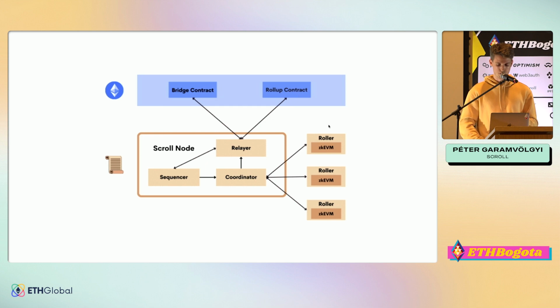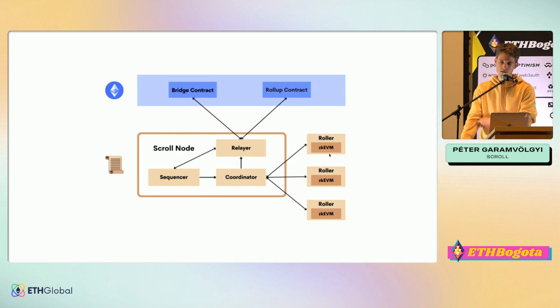And then most crucially, we have this component called roller. So that is the prover in our system. That is the component responsible for creating the zero-knowledge proofs. So the way it works is that for each block, the roller receives this block or some data related or derived from this block. And using the ZK EVM circuits, it creates a proof for this block.